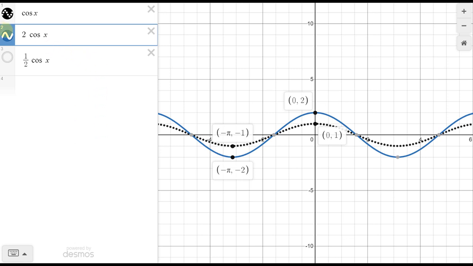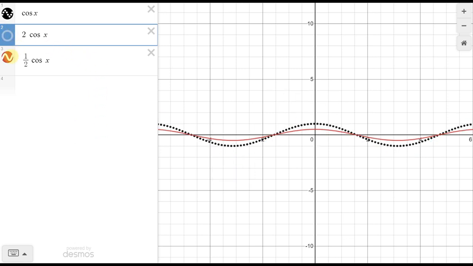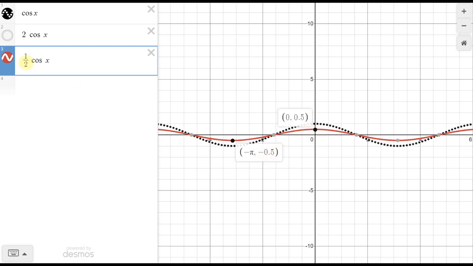Okay, so let's compare that to 1/2 cosine. 1/2, same thing. Now it's a shallower graph, and if I look at where it's bottoming out, it's now bottoming out at -1/2 and topping out at +1/2. So that's what amplitude does.